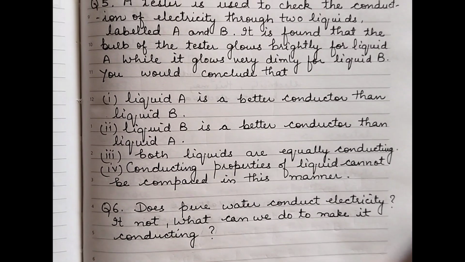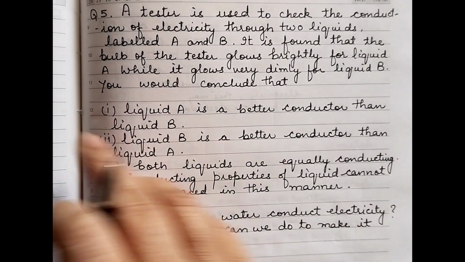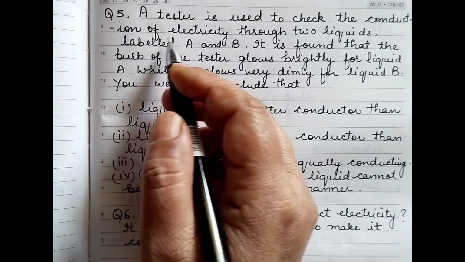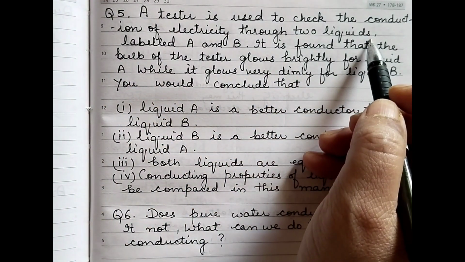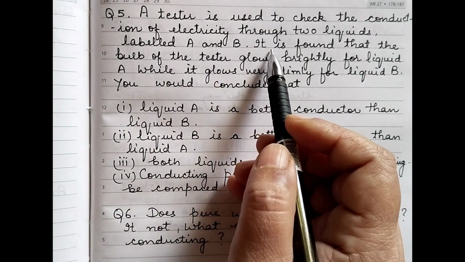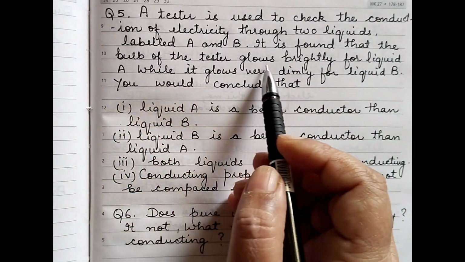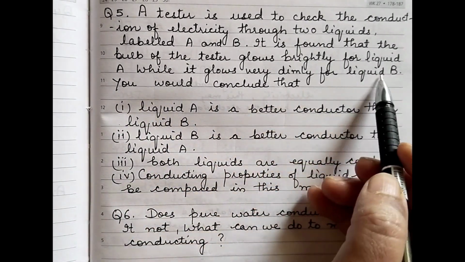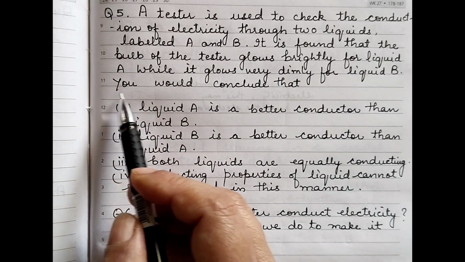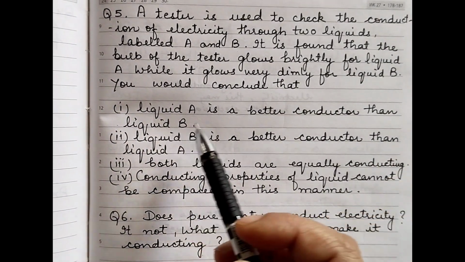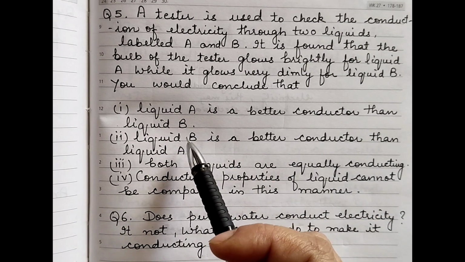Question number 5. A tester is used to check the conduction of electricity through two liquids labeled A and B. It is found that the bulb of the tester glows brightly for liquid A while it glows very dimly for liquid B. You would conclude that liquid A is a better conductor than liquid B.